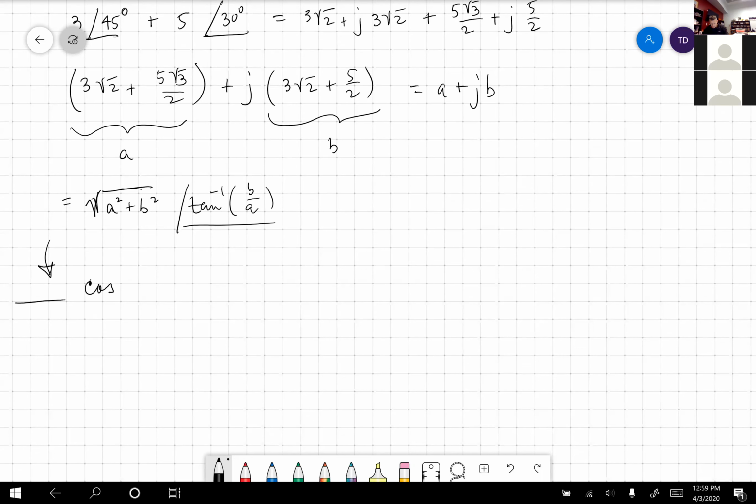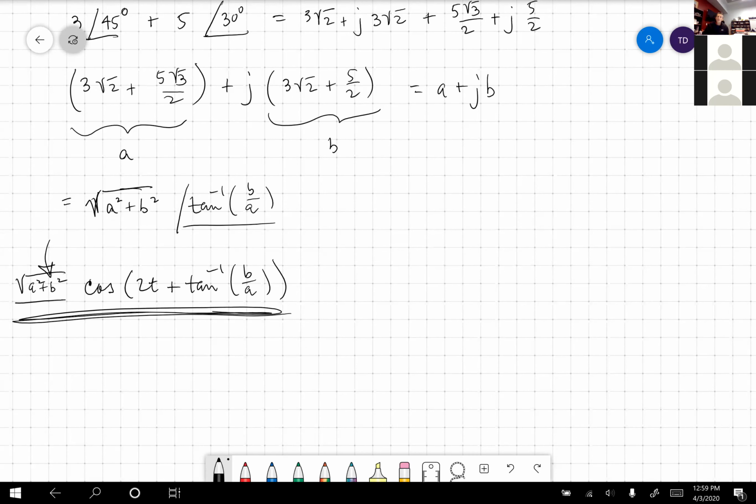Cosine, what goes out in front? Square root of a squared plus b squared, cosine of 2t plus tan inverse of b over a. I showed you a multiplication yesterday. I got way out over my skis on that one. So that's how you can add and subtract sinusoidal functions that are of the same frequency. They must be of the same frequency. So you can do that.